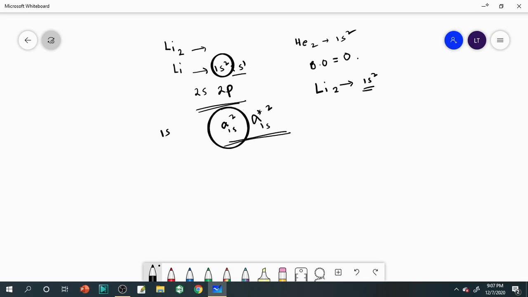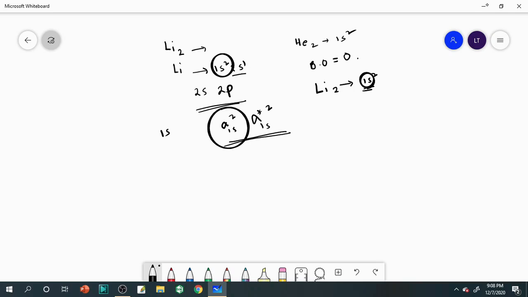So you just remember, in the case of lithium, the outer electrons, that is the valence electrons, as you know from your class 10 onwards, are responsible for the formation of the molecule, that is, the formation of the bonding. Valence electrons are always responsible.